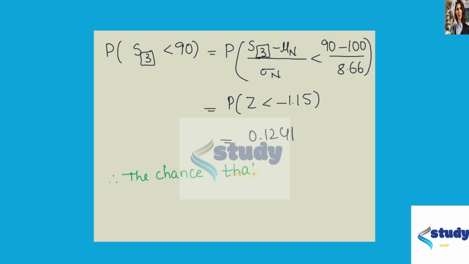Therefore the chance that there will be fewer than 93s is 0.1241.